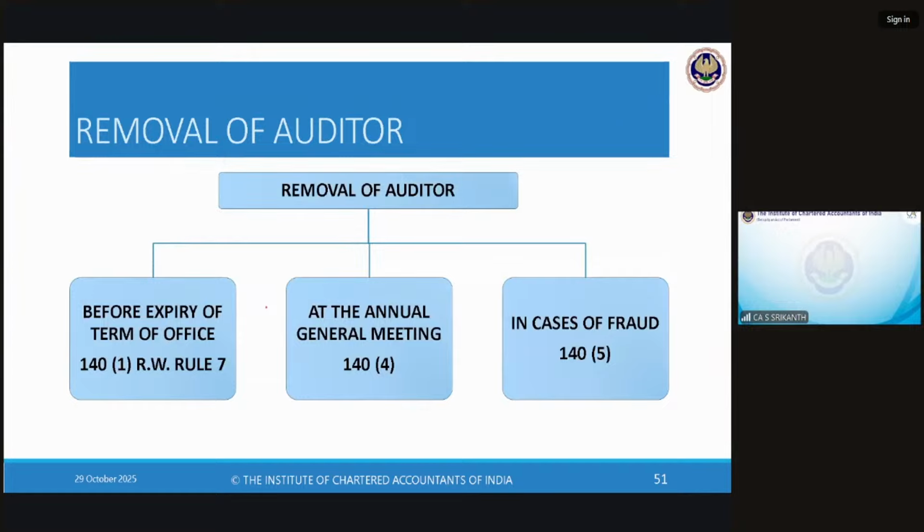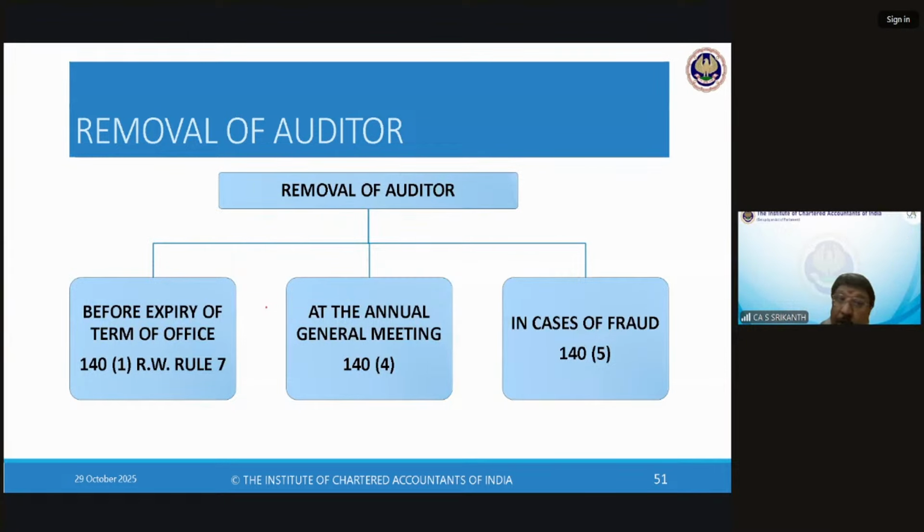Now removal of auditor can be before expiry of term of office, or at the annual general meeting in cases of fraud. If you want to remember the section number, it's all in 140. So before expiry of term of office, section 140 subsection 1, read with rule 7. Before the expiry of term of office means you want to chuck him out. He was appointed at the last AGM. Now he can hold office till the conclusion of the 5th AGM. Now before that 5 years itself, you want to remove him.